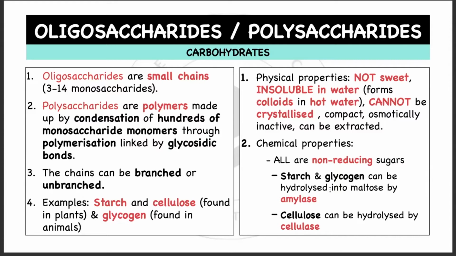Now starch and glycogen, they can be hydrolyzed, meaning they can be cleaved, they can be cut down, they can be broken down into maltose by amylase. And for cellulose, they can be hydrolyzed by cellulase. So these are the enzymes to take note.